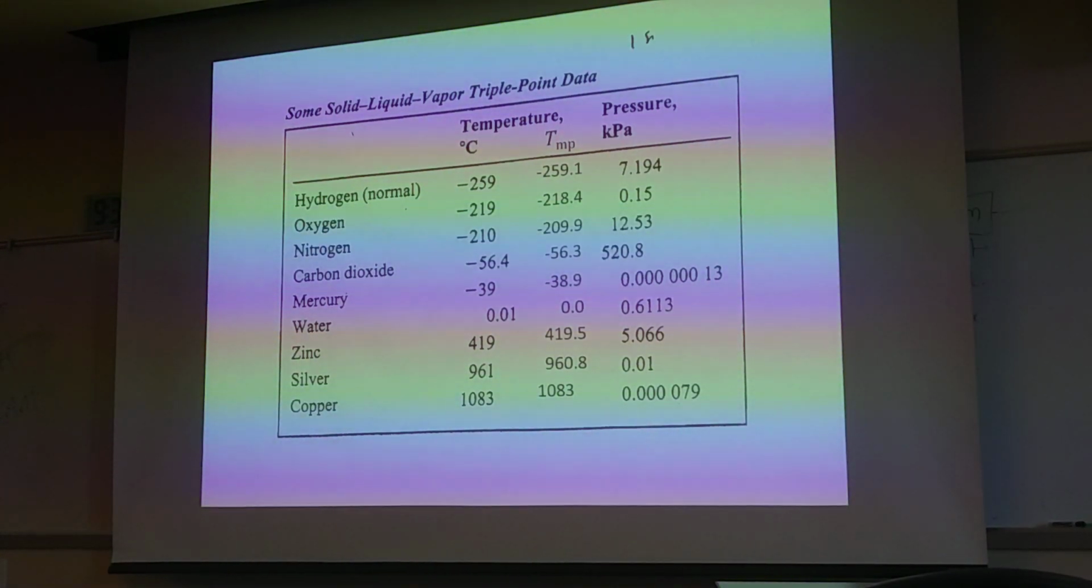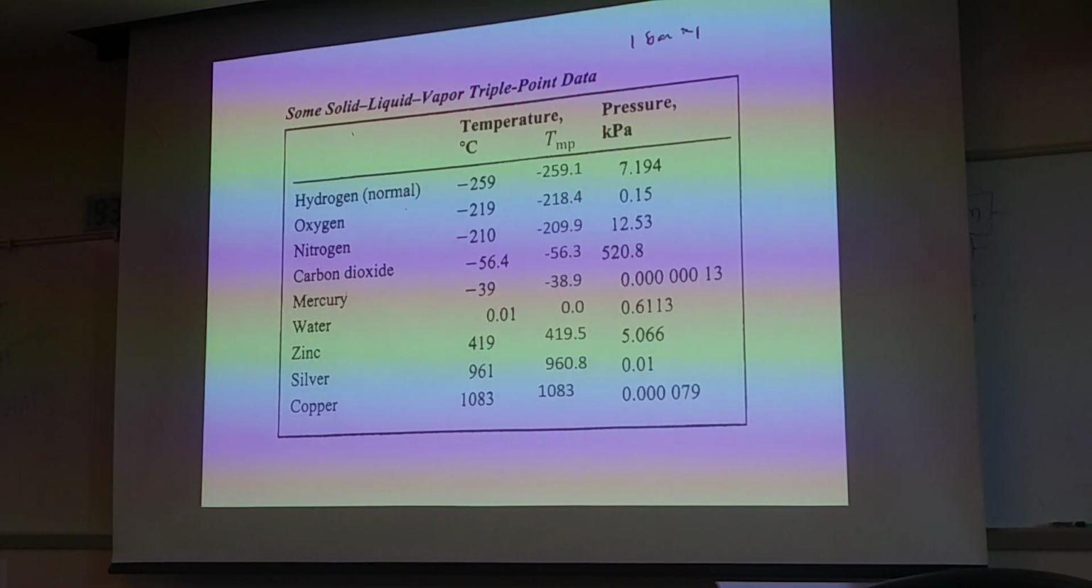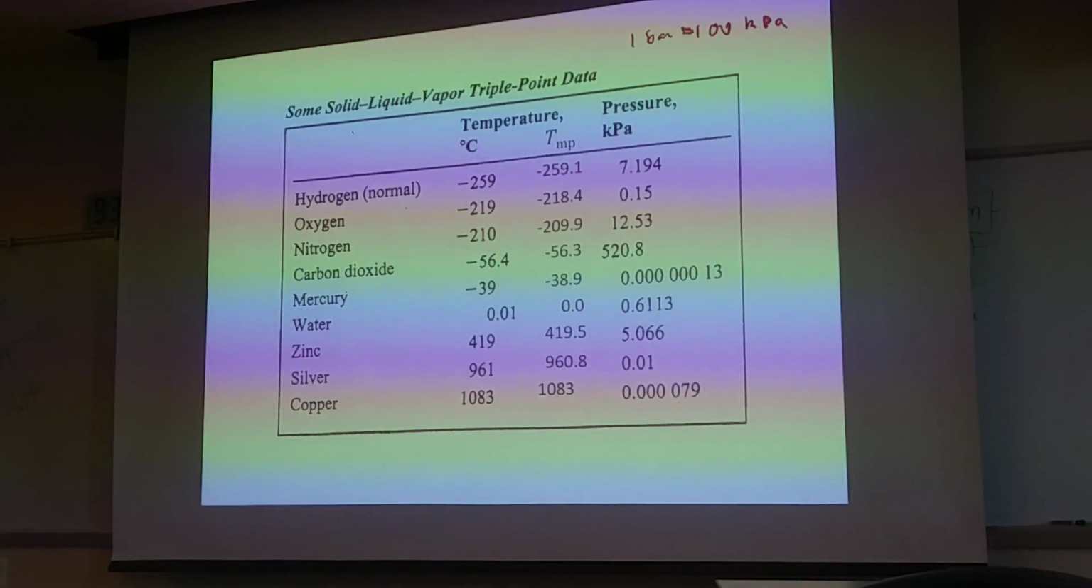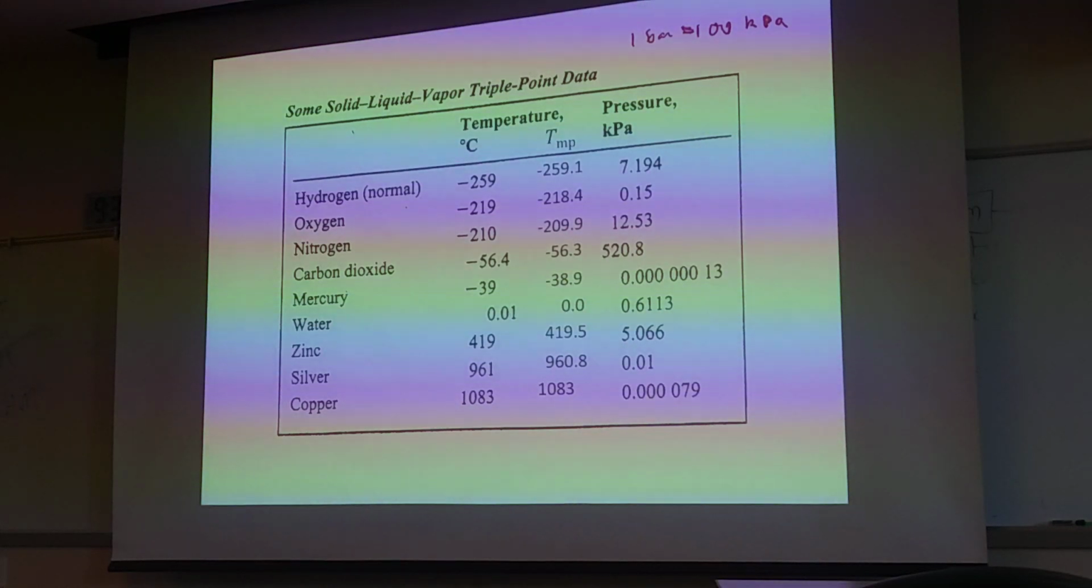I can write it here, 1 bar is equal to, it's a little bit hard to write with this thing, 100 kilopascals. So these are all really quite low pressures, just a few kilopascals. And a bar is about an atmosphere, so a little bit less than an atmosphere. With one exception, look at this one.